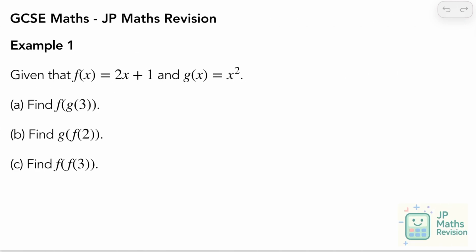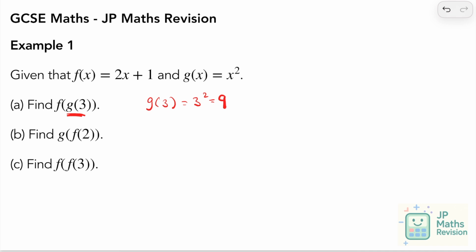So here's a quick example so you can see what we mean by this. We have f of x is 2x plus 1 and g of x equals x squared. So we need to find f of g of 3. Firstly, we need to evaluate what g of 3 is. g of 3 is what happens when our input is 3. The function g takes an input and squares it. So g of 3 is going to be 3 squared, which is 9.